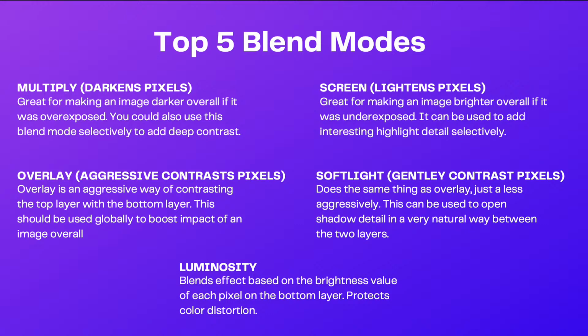Now, soft light, on the other hand, is more of a gentle contrast to your image. It does the same thing as overlay, just less aggressive. It can also be used to open shadow detail in a very natural way between the two layers. And that's what we were seeing with the gentleman's hat in the last example.